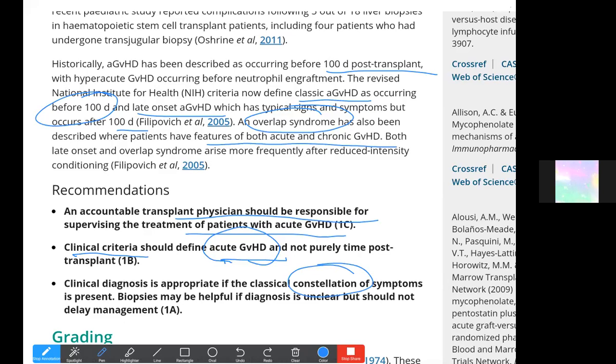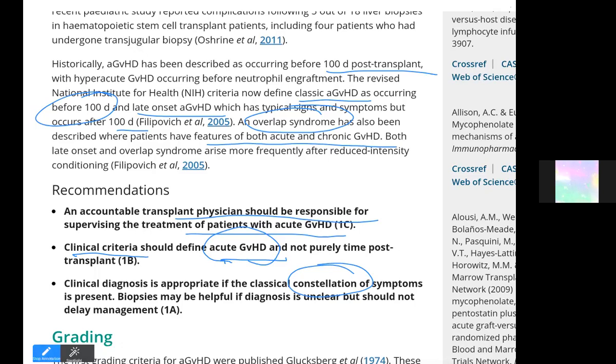If there's more of a skin involvement, toxic epidermal necrolysis and those drug related toxicities would be more of a differential. And with intestinal GVHD, we could have other differentials, including the presence of drug toxicities, and also the effect of radiation or chemotherapy. So they could also be present side by side. Biopsies may be helpful if diagnosis is unclear, but they should not delay the management.